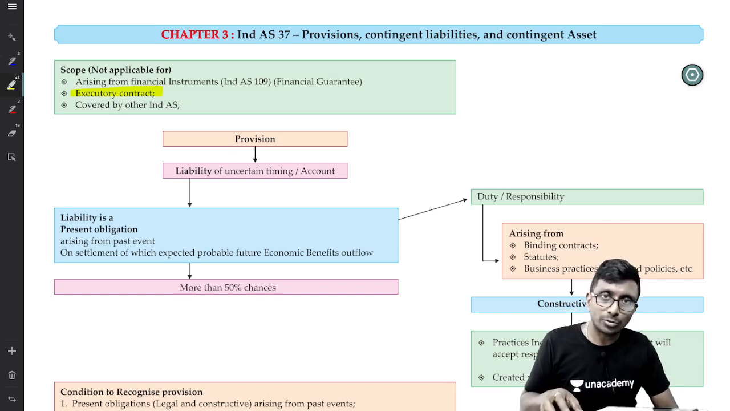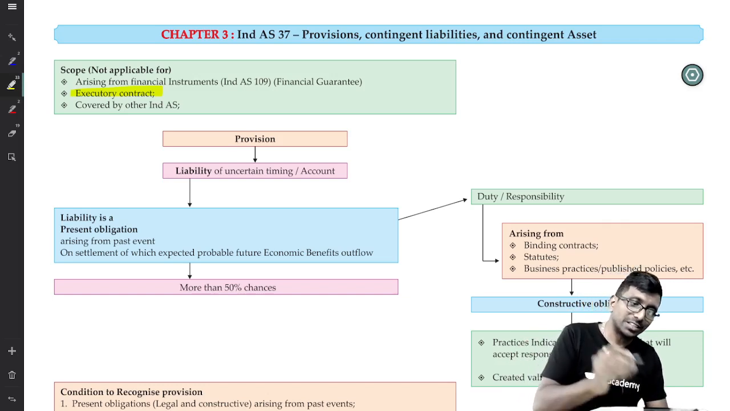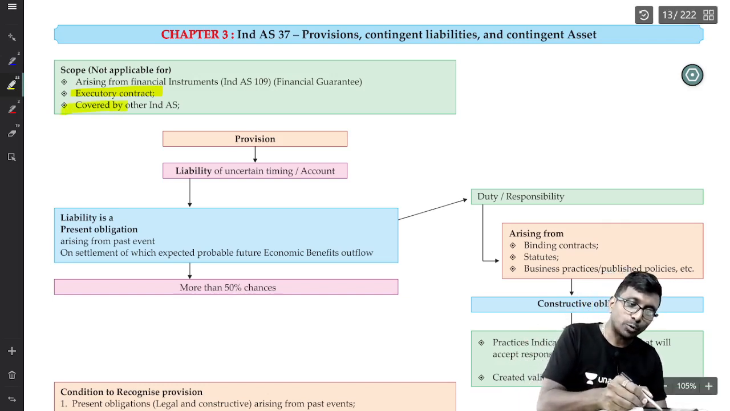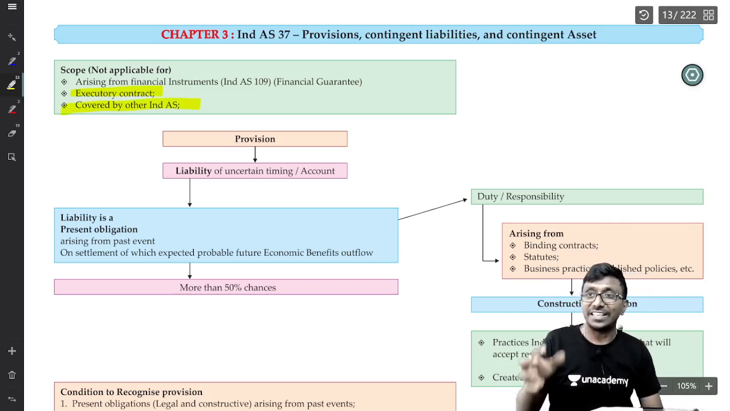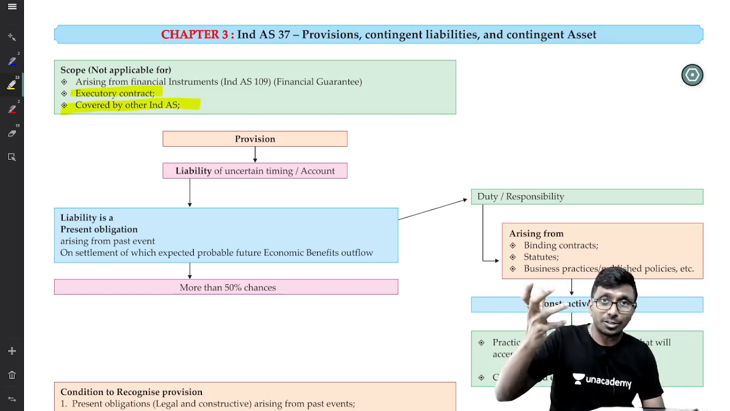With respect to an executory contract, nothing is there to recognize. I am not liable to anybody as of today. That's why it is scoped out. Executory contracts are not there, and the provisions which are already covered by other Ind AS. Are you getting my point? Provisions which are already covered by other Ind AS.